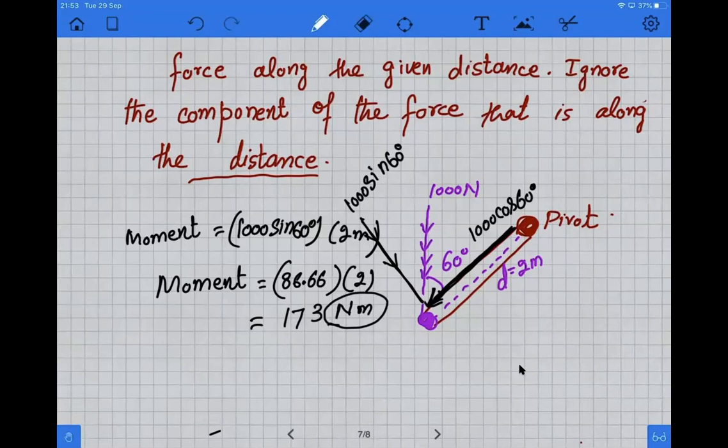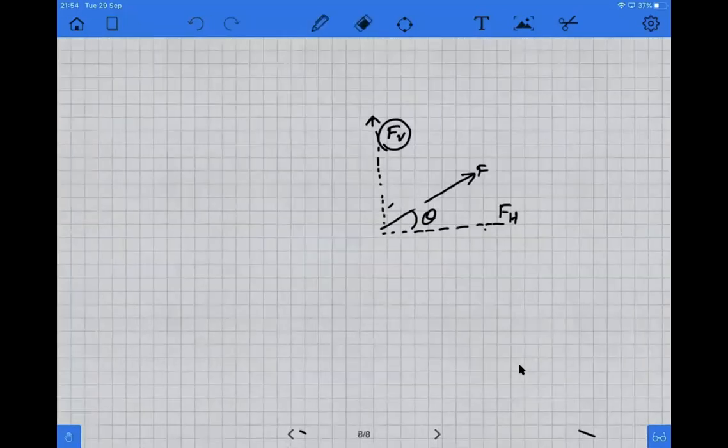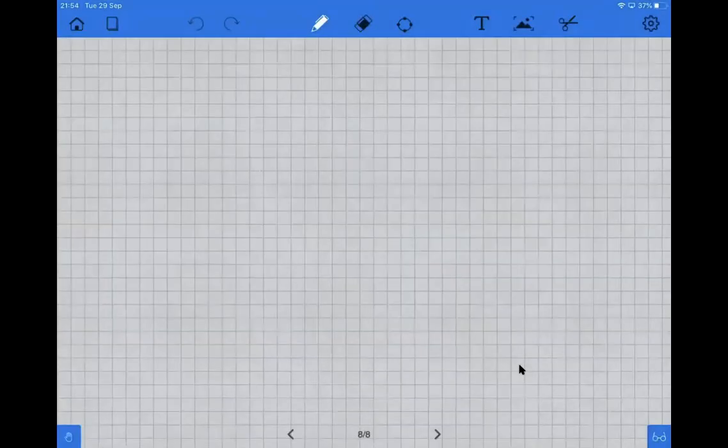So you have both the options. Either you can resolve the force, or you can resolve the distance, or you can draw a perpendicular from the pivot. However, if the examiner restricts a method, he can make a restriction like use resolution or use drawing the perpendicular method. So he can ask with any method to find the moment. Let's solve another example related to this concept.